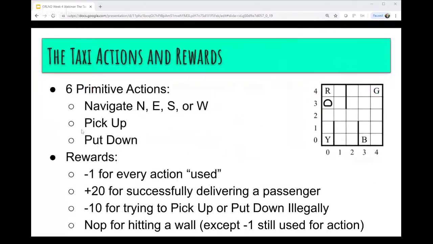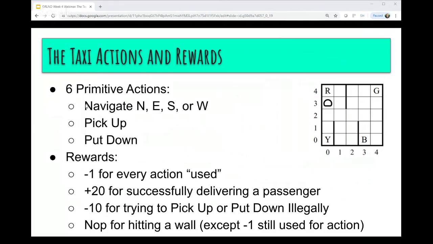Okay, let's talk about actions and rewards. There's 6 primitive actions in this problem. I call them primitive actions here. If you just see this particular problem presented as a standalone problem, you might just see these as 6 actions. Here we call them primitive actions because later on when we talk about MAXQ, there's some higher level actions that are kind of in addition to these primitive actions that you see listed here. But in any case, we'll get to that in a second.